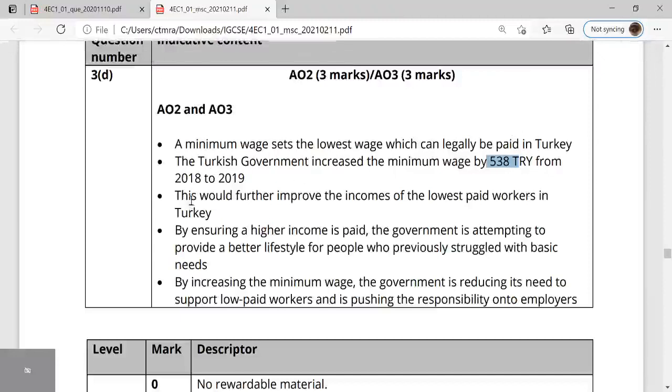Next, this would further improve the incomes of the lowest paid workers in Turkey, so low paid workers will benefit from it. By ensuring a higher income is paid, the government is attempting to provide a better lifestyle for people who were previously struggling. By increasing the minimum wage, the government is reducing the need for support from the government. We are running out of time.